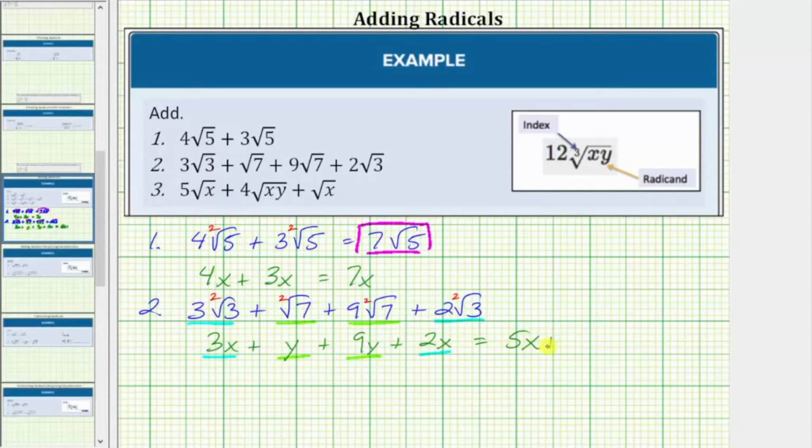We have 5x plus y, or 1y plus 9y equals 10y. So applying the same idea to the sum of the radical expressions, 3 square root 3 plus 2 square root 3 equals 5 square root 3. So we have 5 square root 3 plus square root 7, or 1 square root 7 plus 9 square root 7 equals 10 square root 7.